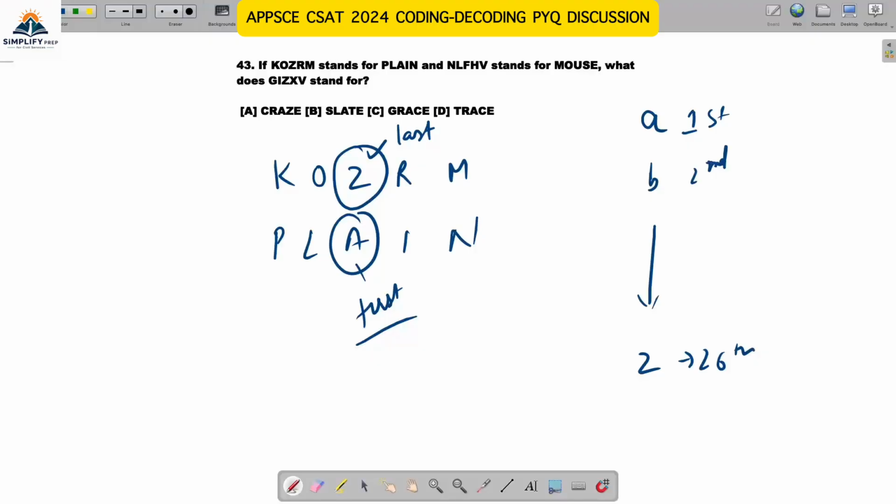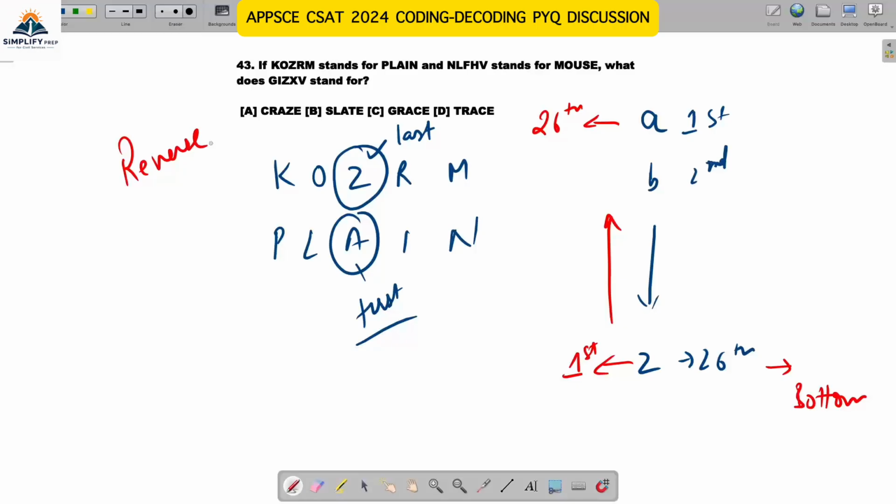Or there is a different way of looking. If I rank from the bottom, then Z becomes first and A becomes the last or 26th. There is reverse counting also sometimes in letters, and here the question is about reverse counting, because Z is the last, that is first from the last, and A is first from the beginning. You can always cross check.